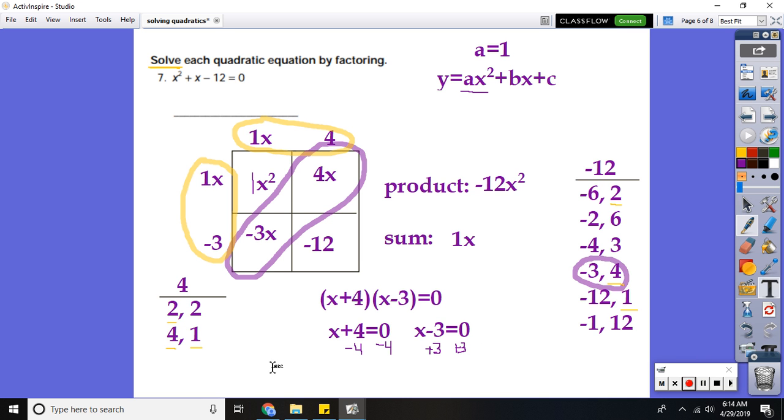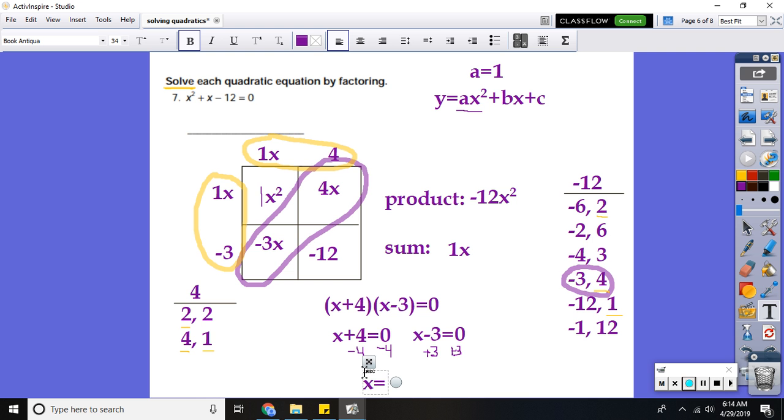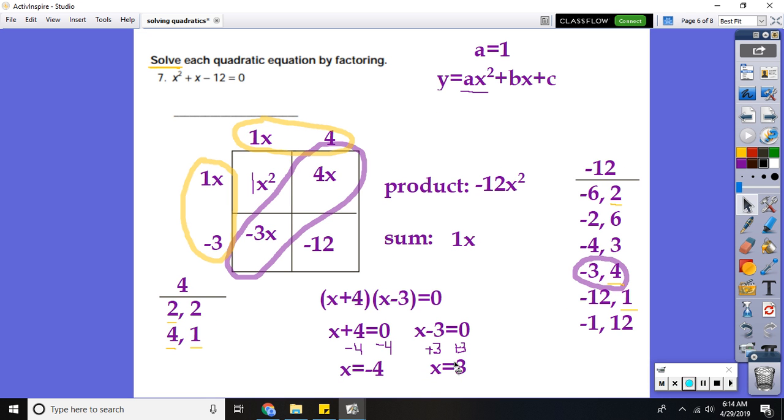And so my solution, my result, would be x equals negative 4 and x equals 3. And another pattern that we notice is that the solutions are the same as the constants in my factors, except for they are the opposite sign. So I had plus 4 in the factor, minus 4 in my answer. Minus 3 in the factor, positive 3 in the answer. So that's how you would solve a quadratic equation by factoring using the box method when a equals 1.